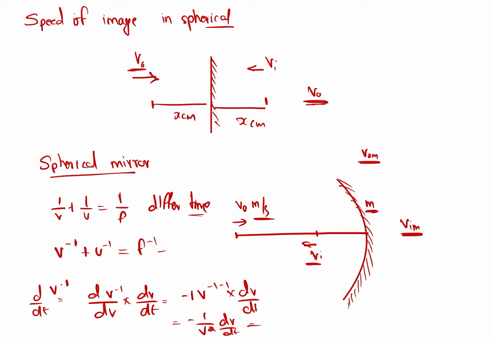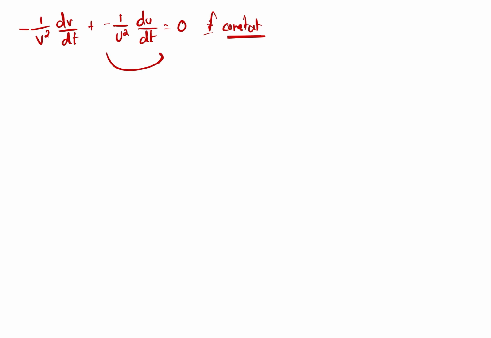So differentiating this equation, we will get minus 1 by V square dV divided by dt plus minus 1 divided by U square dU divided by dt is equal to 0. Since the focal length is constant, the derivative of focal length with respect to time will be 0. So rearranging this formula, we will get minus 1 divided by V square dV divided by dt equal to 1 divided by U square dU divided by dt.